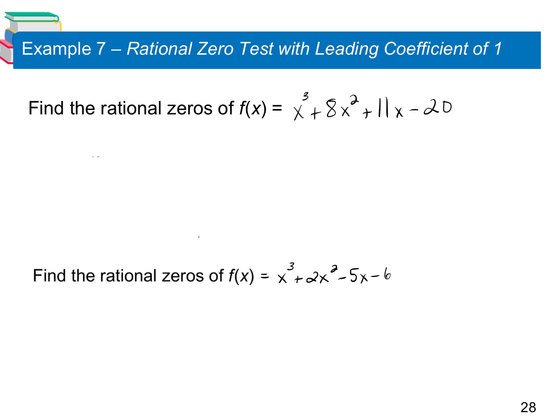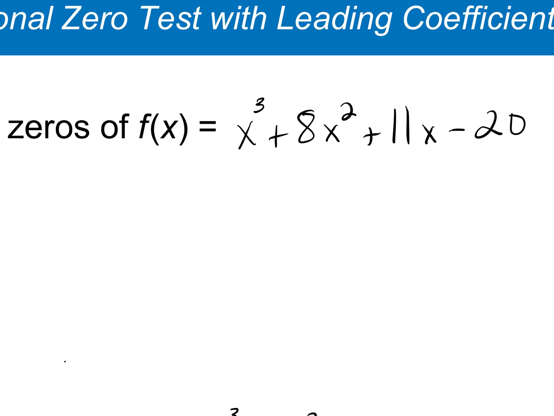So let's look at example 7. Typically, if we have 4 terms, we'd want to see if we could factor it. When you have 4 terms, how would we factor? Grouping. You can try grouping here, but when we group, we need the inside parentheses to be exactly the same, and it's not going to work out for this one. So it doesn't factor, so we're going to use our rational zero test, our rational root test.